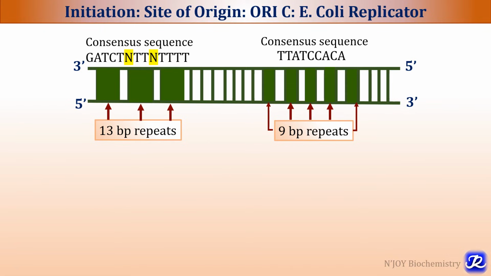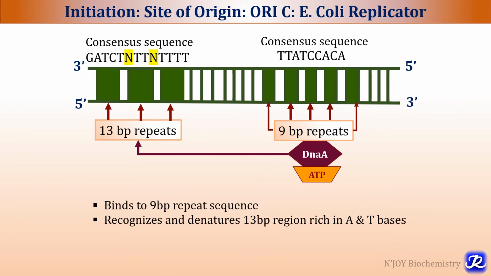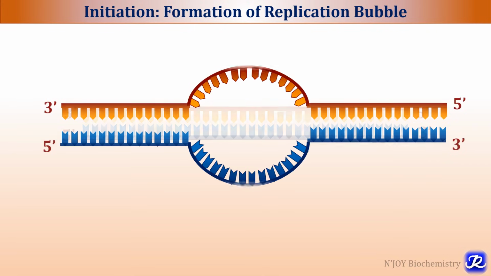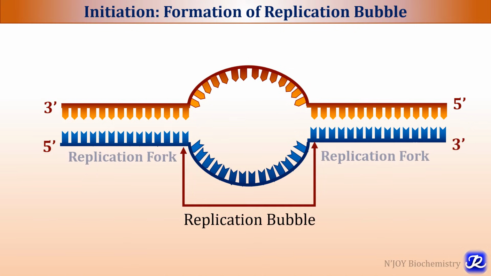One important protein, the DnaA protein, along with an ATP molecule, binds to these 9 bp repeats. By binding to these 9 bp repeats, it then recognizes and denatures this 13 bp region, which is rich in A and T bases. That's how this DnaA protein helps in the initiation of replication. The recognition and denaturation of the 13 base pair region by DnaA protein causes separation of the DNA strands, and there is formation of a replication bubble and replication fork.